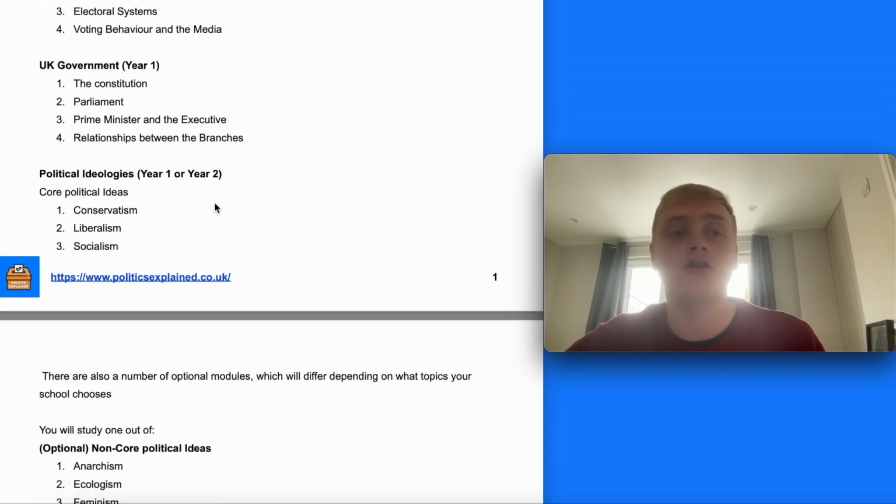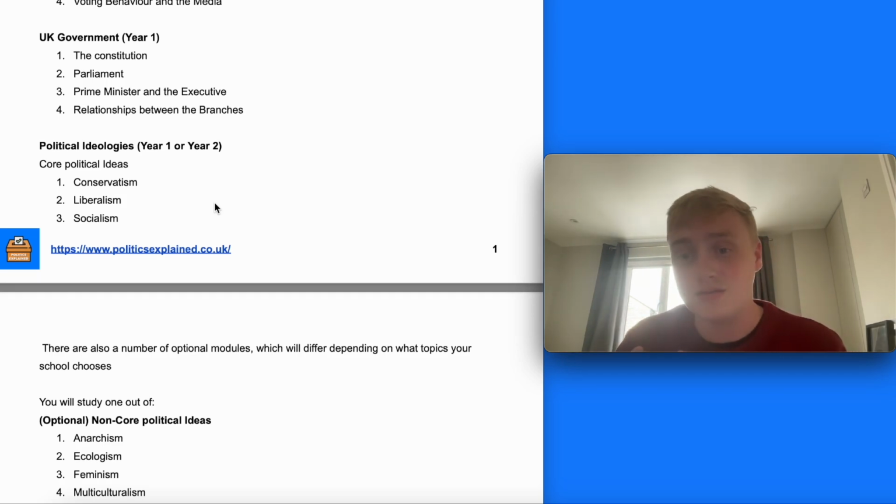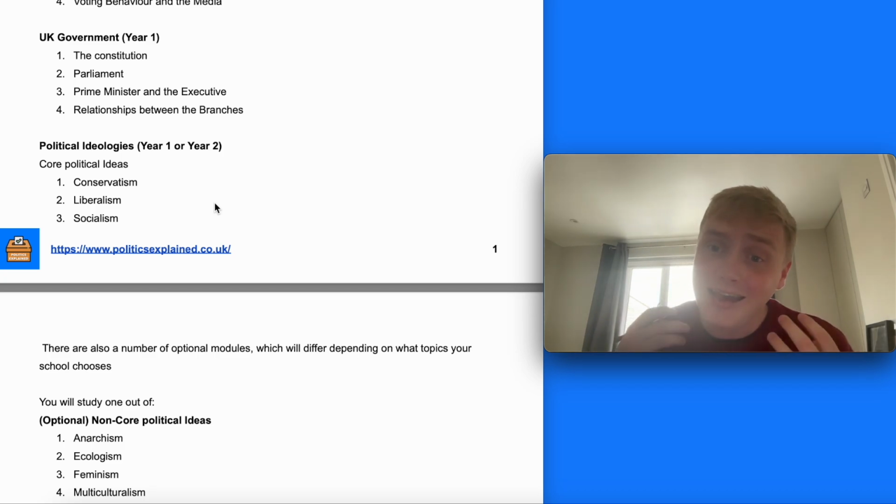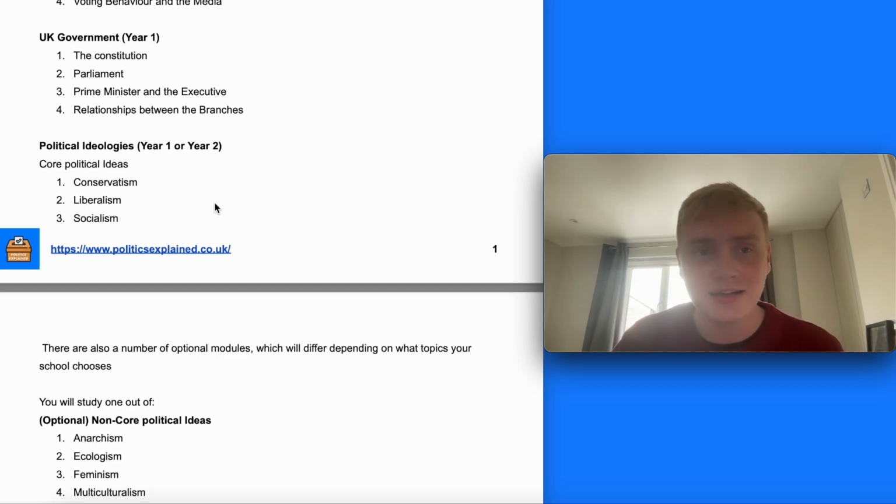Also in year one, you look at UK government, so that's the constitution, including devolution, constitutional reform, Parliament, including the House of Commons and the House of Lords, parliamentary scrutiny and lots of other topics. Prime Minister and the Executive, where you look at key case studies of Prime Ministers, but also learn how the Executive and the Prime Minister work, their relationship with the Cabinet, and you also look at ministerial responsibility. And then relations between the branches, where you look at the impact of leaving the European Union, sovereignty, as well as the relationship between Parliament and the Executive, as well as the Supreme Court. So that's UK politics and UK government you normally do in year one.